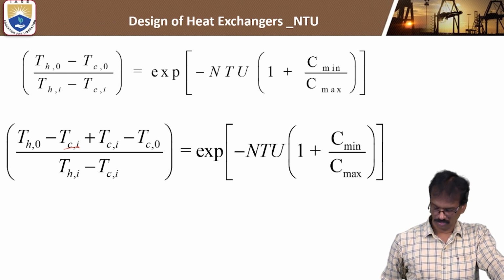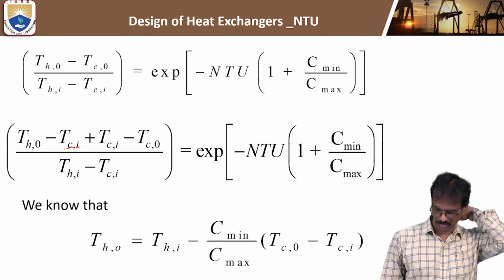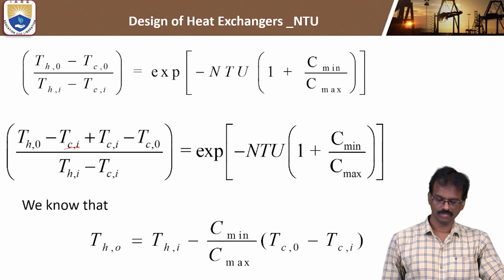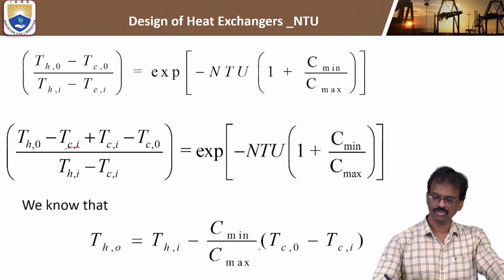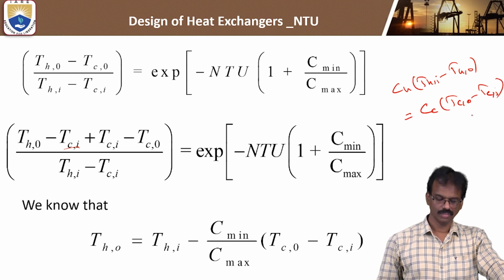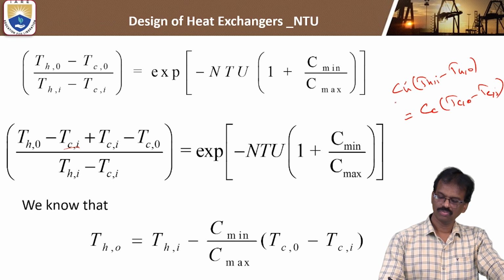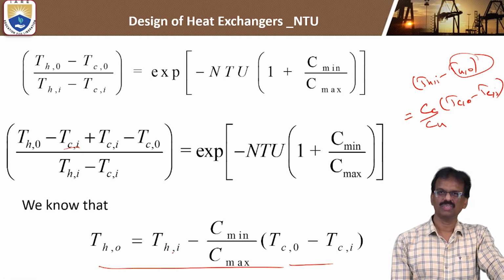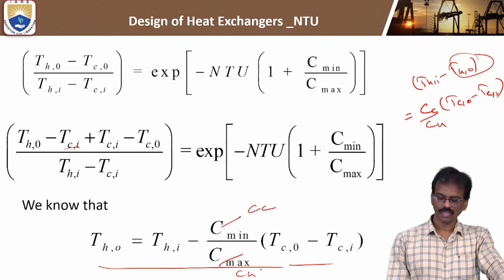Now, according to equation 1, you can rewrite it like this. So this is the equation 2. Equation 2 is equal to: capital CH into (THi minus TH0) is equal to CC into (TC0 minus TCi). So by using this, if you send this THi, it comes here, and CH. Then TH0 is equal to THi minus C minimum by C maximum. C minimum is nothing but CC, and C maximum is nothing but CH. You know these values, into (TC0 minus TCi).